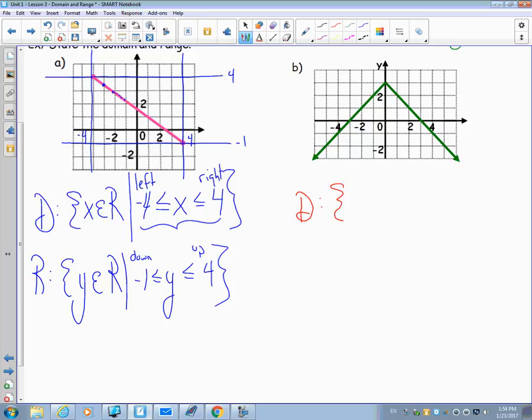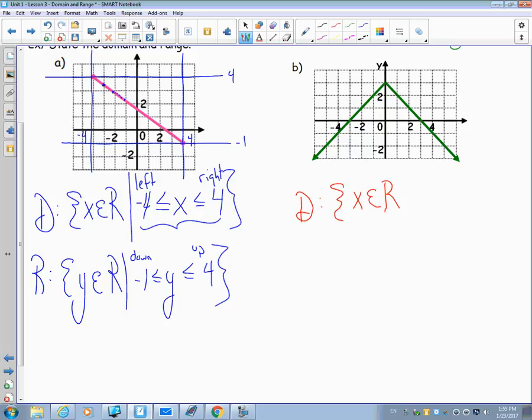Is this made up of lines or dots? I look at it, I see lines. So I'm going to start off by saying it includes all the real numbers, every decimal, every fraction, every whole number, and everything in between. How far to the left does this graph go? That's almost a trick question.